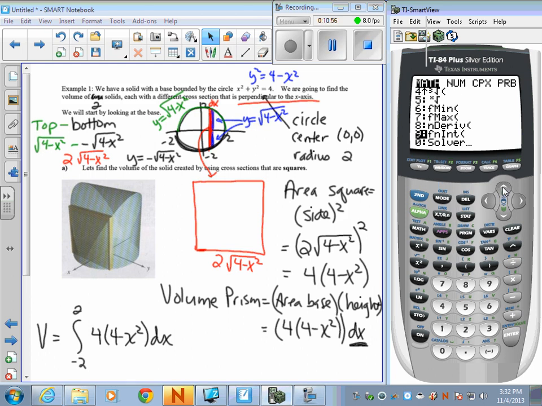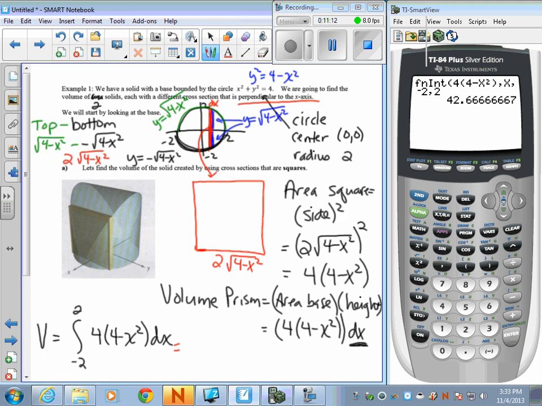So at this point, I would just go ahead and use my calculator and evaluate this definite integral. And we have 4 times 4 minus x squared. And our variable is x, and we're going from -2 to 2. And we get this: 42.666, repeating, which is 42 2/3, whichever way you want to leave that. So that is the volume of this particular solid.